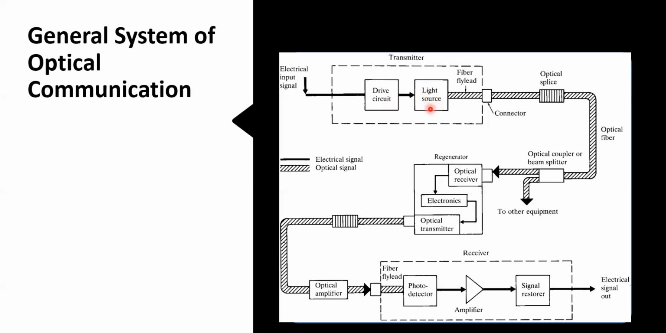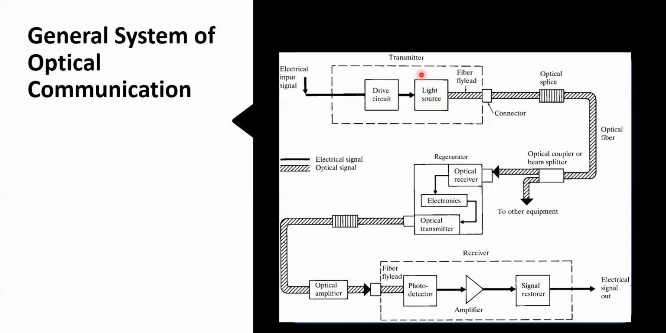The light source can be an LED or it can be a laser. If you use LEDs, it is for short distance communication, and if you use a laser, it is for long distance. For long distance communication, a laser is used because it has higher efficiency compared to an LED, and it also has higher directivity compared to an LED.